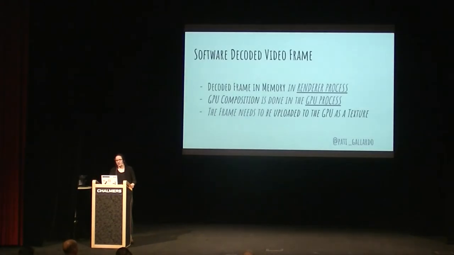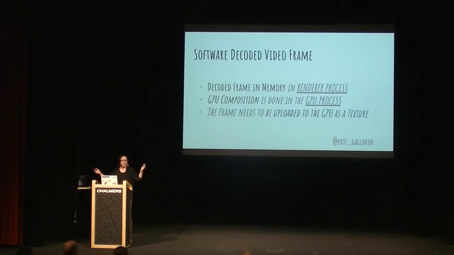How video is decoded inside of Chromium is another topic, and I'm just going to skip lightly over that. But if you have a software decoded frame, at some point it will be in memory, either in shared memory or in normal memory, inside of the renderer process. And the GPU composition is done in the GPU process, so you want to upload this software buffer, a decoded video frame, which is basically a chunk of memory, to the GPU as a texture, so you can compose it as a texture.